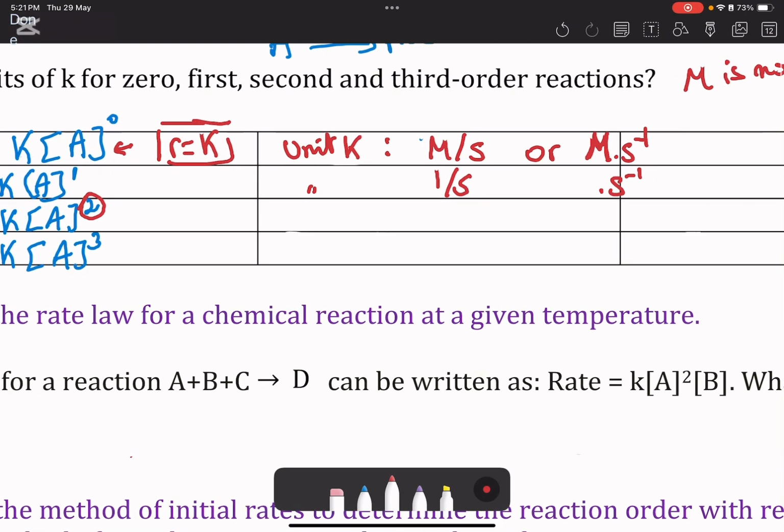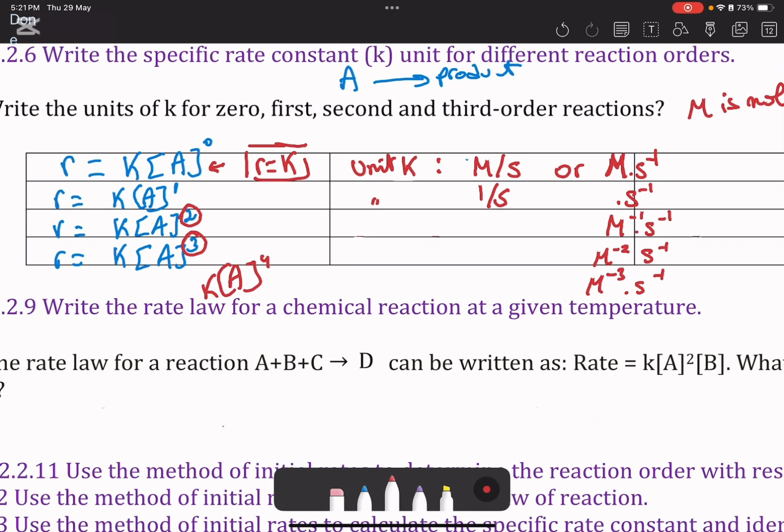So if it's second order, it's going to be M minus 1, s minus 1. If this number is a 3, then I'm going to say M minus 2, s minus 1. If I have a fourth order, it's going to be M minus 3, s minus 1, and so on. So the unit of K depends on the concentration and the order of the reactant.